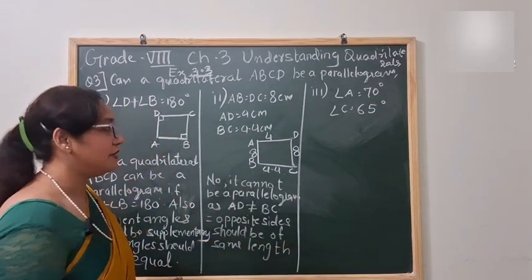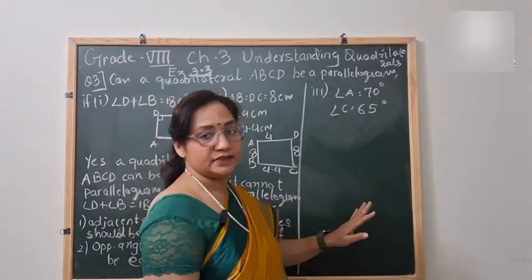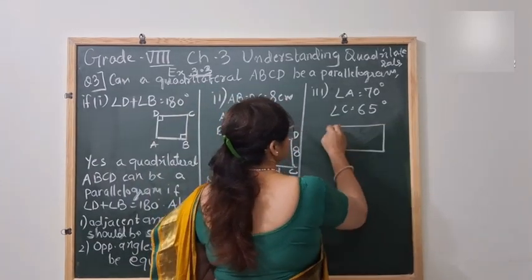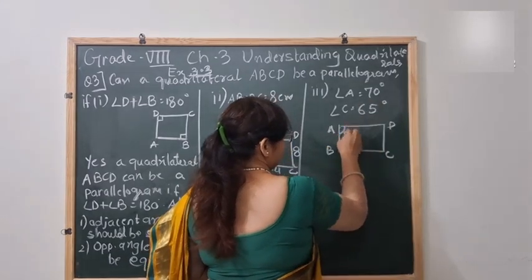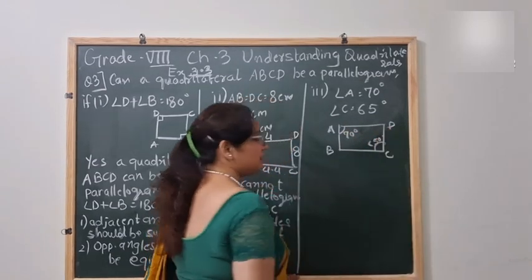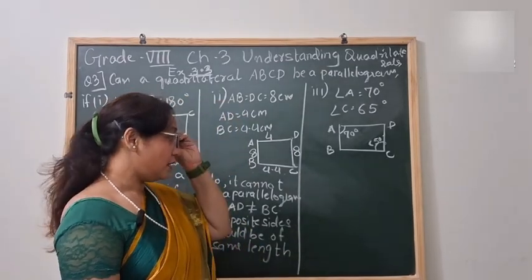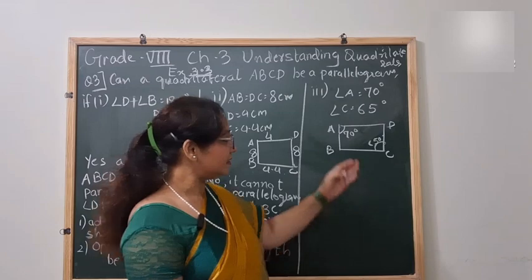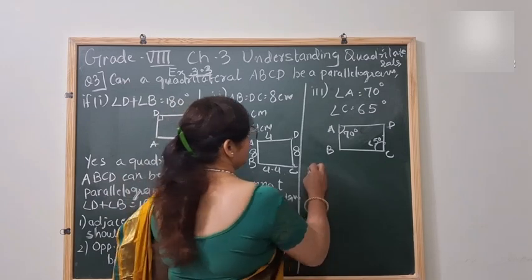Now moving on to the third one. Here we are given angle A as 70 degrees and angle C as 65 degrees. So let us draw it. When we discussed the properties of a parallelogram, we also discussed that opposite angles of a parallelogram are always equal, but here we can see that these two angles are not equal, so this cannot be a parallelogram.